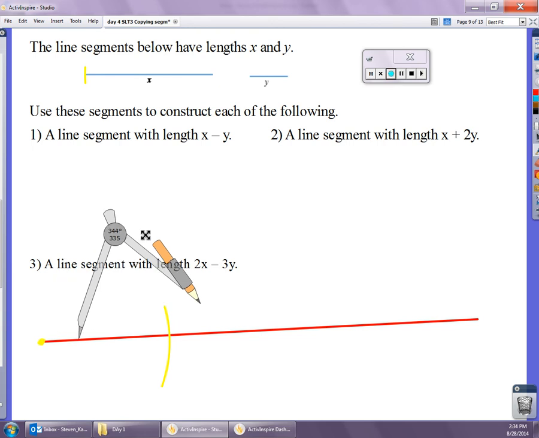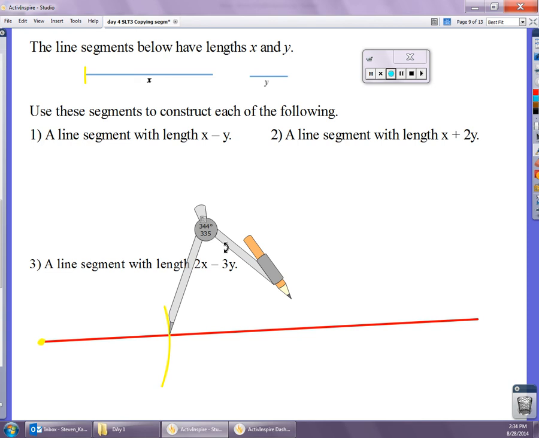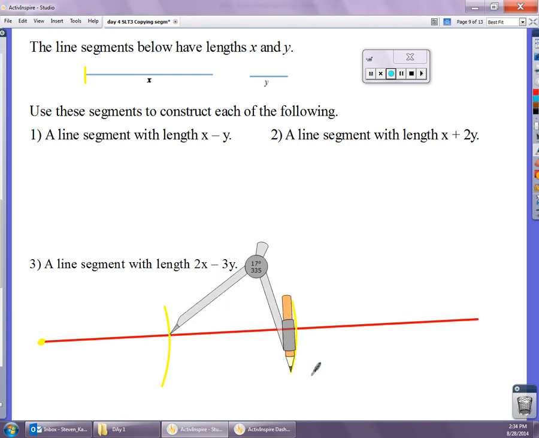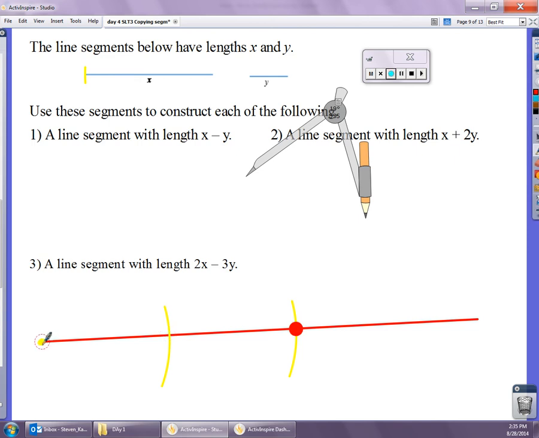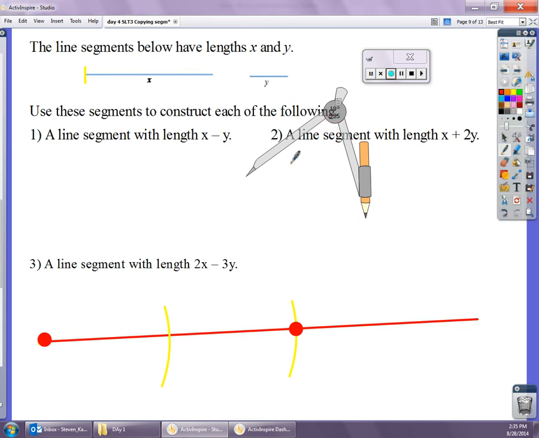So I'm going to do it one more time. And now, I'm going to put endpoints on because you want to label everything. From that endpoint to that endpoint would represent 2x because it's 2 times whatever x was. Now, I'm going to have to subtract 3y. There's a couple ways that I can do this.